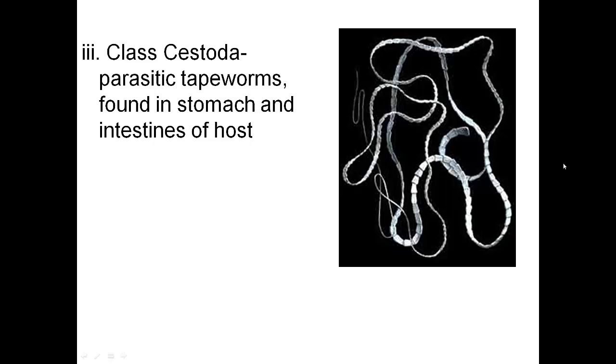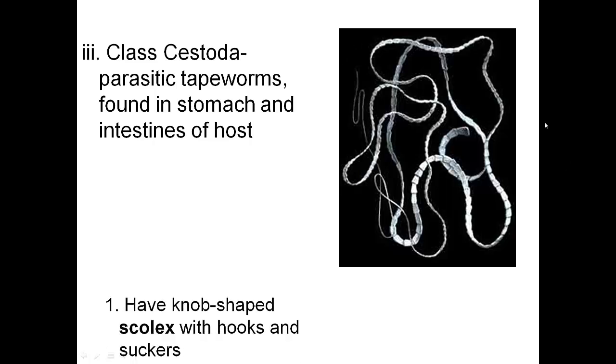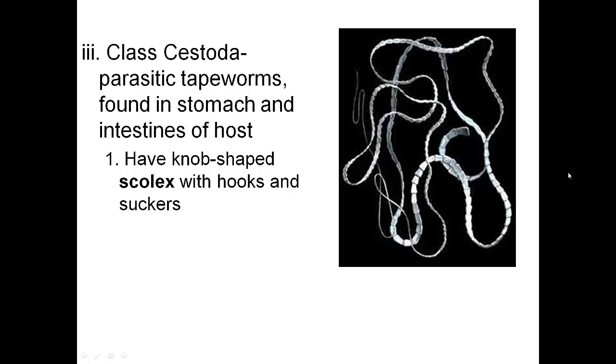Class Cestoda is a group of flatworms that are commonly known as tapeworms, and these are usually found in the intestines of a host, but can also be in the stomach. The picture to the right is a tapeworm. On one end, their head end, they have what's called a scolex, and it has hooks and suckers in there so they can, if it's in your intestines, attach to your intestines and then suck out all your nutrients as you digest them. So you're helping the parasite.